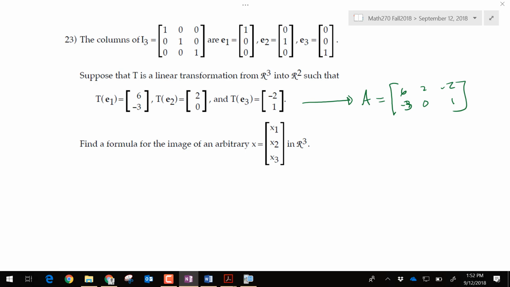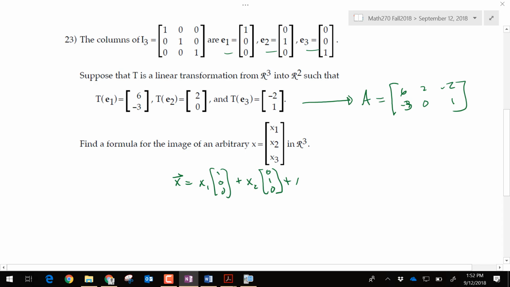So now what they want us to do is figure out a formula for the image of an arbitrary x. If we had actual numbers here, 1, 2, 3, we'd probably write them as a linear combination of E1, E2, and E3. We don't, so we just write it as a linear combination of E1, E2, and E3 using those vectors. So the vector x is equal to x1, a scalar, times E1, plus x2 E2, plus x3 E3.